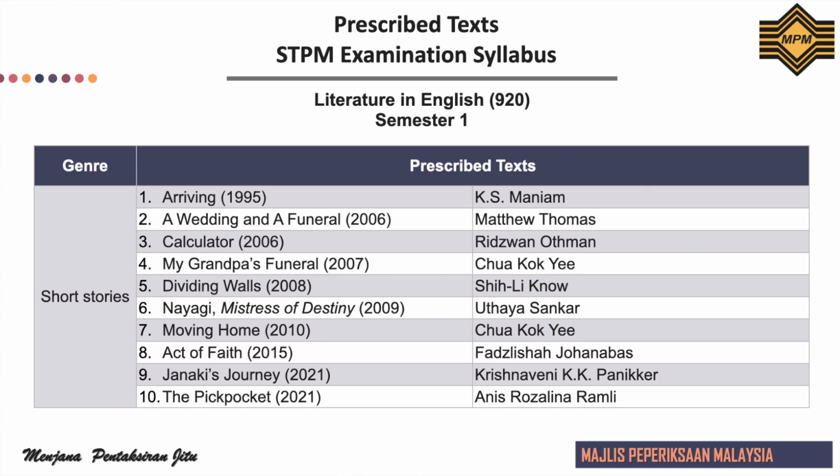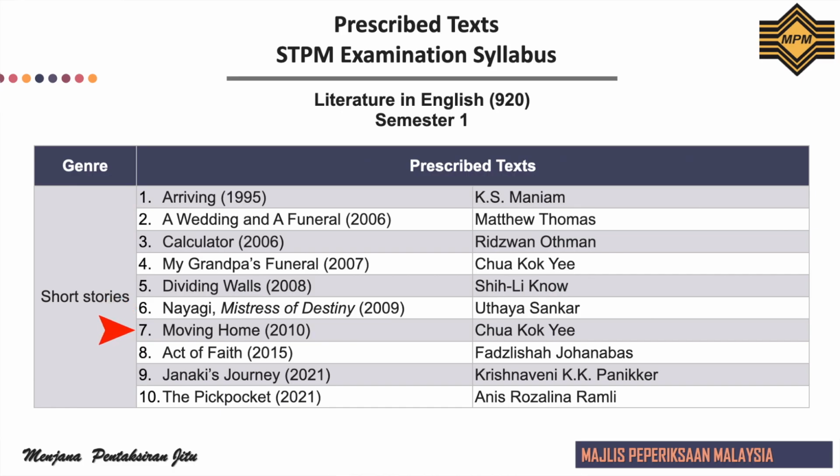Meanwhile, the prescribed texts for Semester 1 on short stories are as follows. The first one is Arriving, published in 1995 by K.S. Maniam. 2. A Wedding and a Funeral, published in 2006 by Matthew Thomas. 3. Calculator, published in 2006 by Rizwan Uthman. 4. My Grandpa's Funeral, published in 2007 by Chua Kok Yi. 5th, Dividing Walls, 2008, by Shih-Li Kow. 6th, Nayagi, Mistress of Destiny, published in 2009 by Uthaya Sankar.